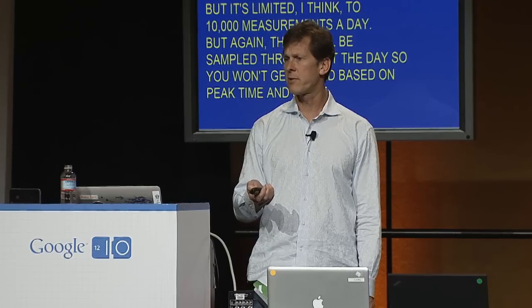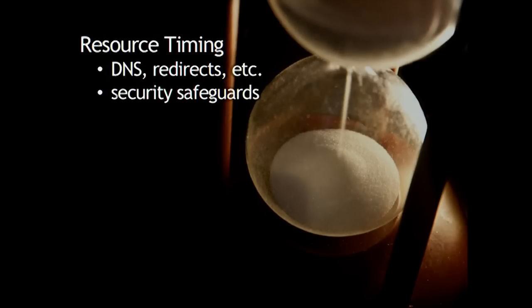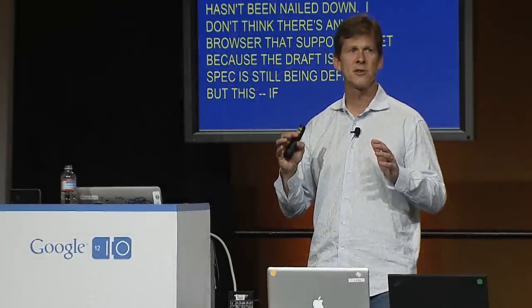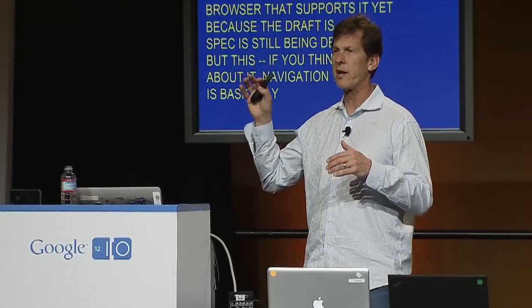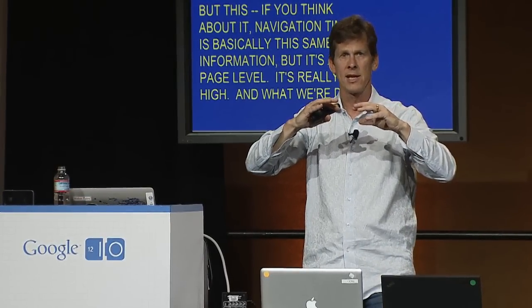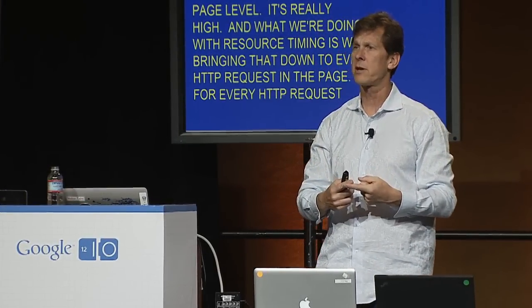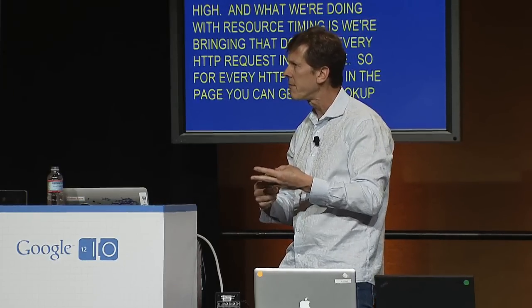And then I'm just going to talk really quick about the other two parts of the timing spec. There's resource timing, and there are drafts of this available, but this hasn't been nailed down. I don't think there's any browser that supports it yet because the spec is still being defined. But if you think about it, navigation timing is basically this same information, but at the page level. It's really high. What we're doing with resource timing is bringing that down to every HTTP request in the page. So for every HTTP request in the page, you can get DNS lookup time, connection time, and total time for that to come back.